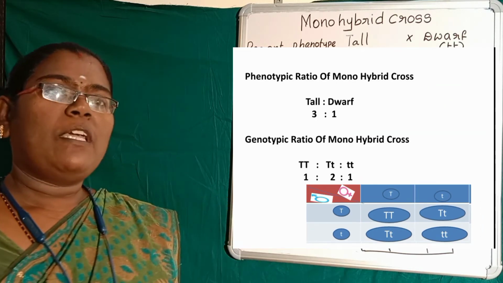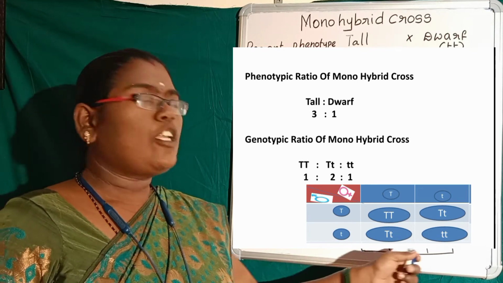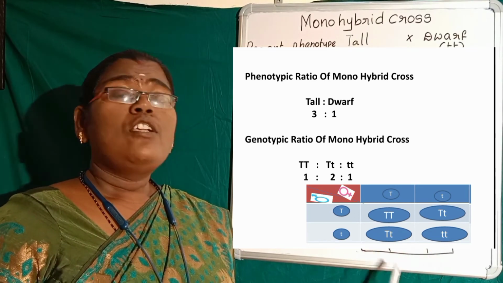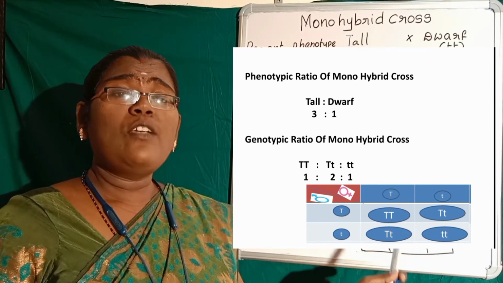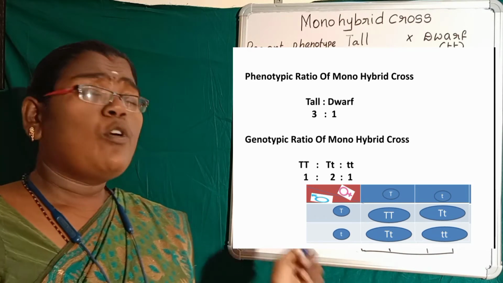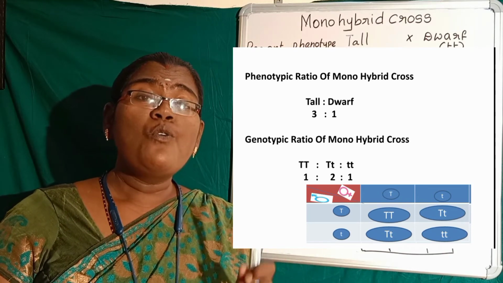So the phenotypic ratio: what are the two phenotypes, tall and dwarf? How many tall? 3 tall appear, then 1 dwarf. Then the ratio is 3:1. The monohybrid phenotypic ratio is 3:1.